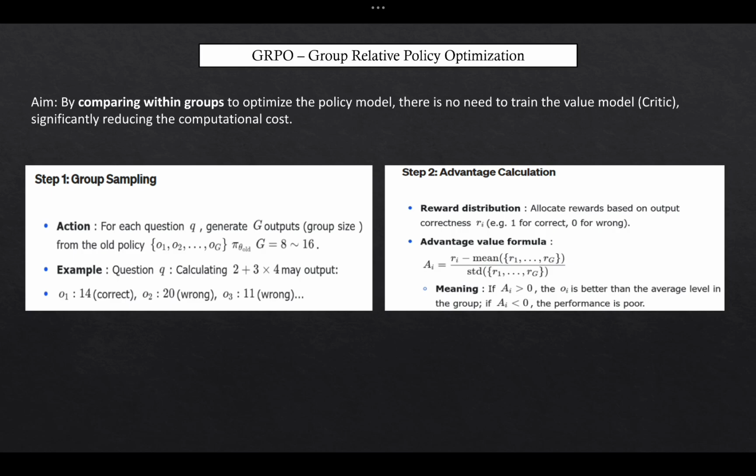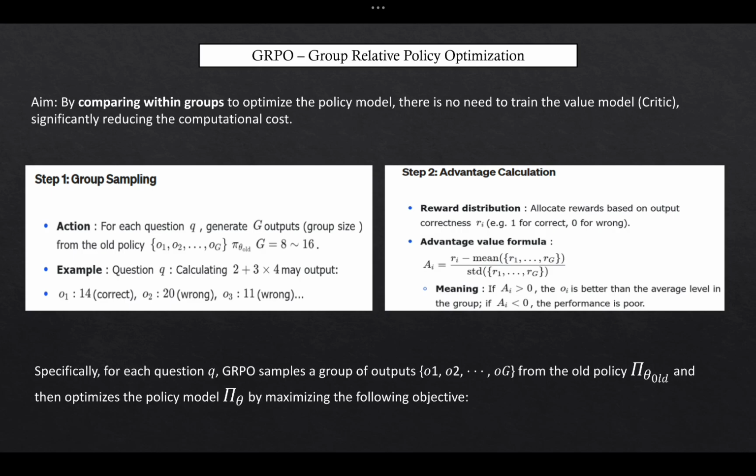And if that generated output token is in the right direction, then this advantage function will have a higher value, greater than zero, else it would be a negative value, right? So the meaning is that if A1 is greater than 0, then O1 is better than the average level in the group, right? And if A1 is less than 0, then the performance is poor, right? Here you can treat O1 as the next output token that the LLM keeps on generating, right?